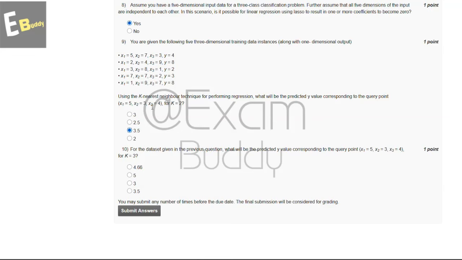And now let's go to our question number 10. For the dataset given in the previous question, what will be the predicted y value corresponding to the query point x1 equals 5, x2 equals 3, x3 equals 4, for k equals 3? So these are the options, and the answer of our 10th question is C. Now submit your answer.